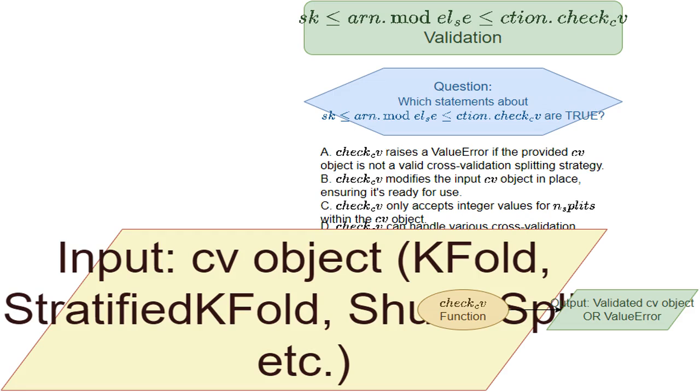The input to check_cv is a cross-validation object. This object defines how your data is split into training and testing sets during model validation. Examples include KFold, StratifiedKFold, which maintains class proportions, and ShuffleSplit, random splits with replacement.